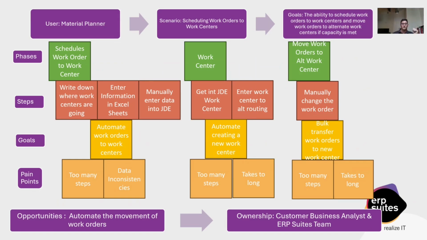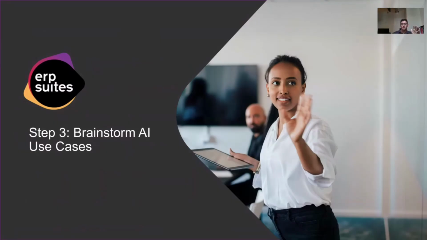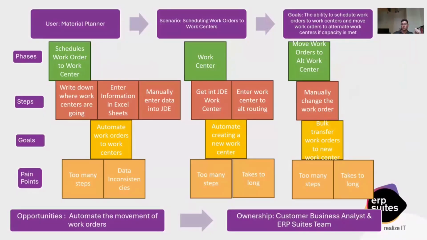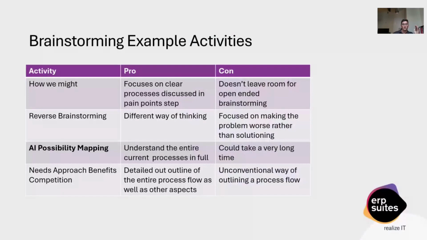So if we move on here to brainstorm AI use cases, this would be the third step. So we understand our entire process through and through. We understand the phases, the steps, the goals, right? We understand various opportunities. We want to move forward here to brainstorming of these.